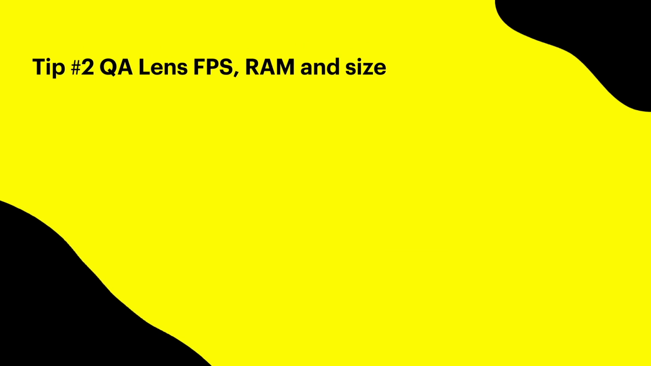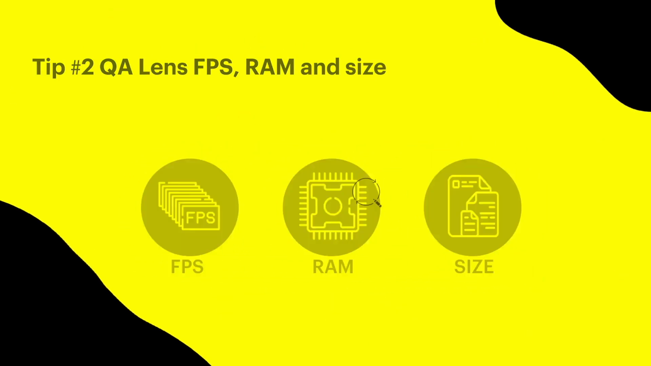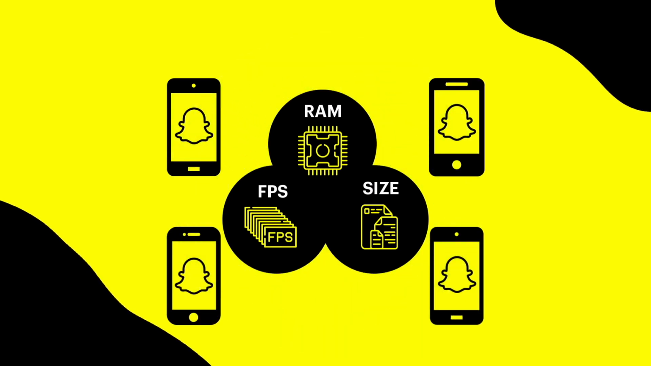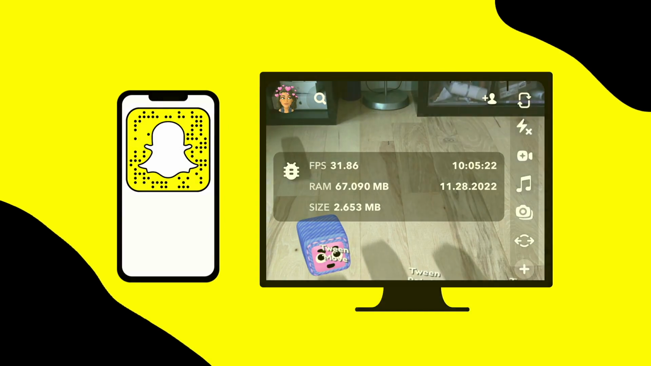Tip number 2. QA your lens to check frame rates per second, memory usage, and size. These 3 factors play a crucial role in lens performance and the quality of a Snapchatter's experience with the lens. So let's break these down. When you're happy with your lens creation and with your device paired to Snapchat, send your lens to your device and tap the bug symbol at the top left to see lens performance.